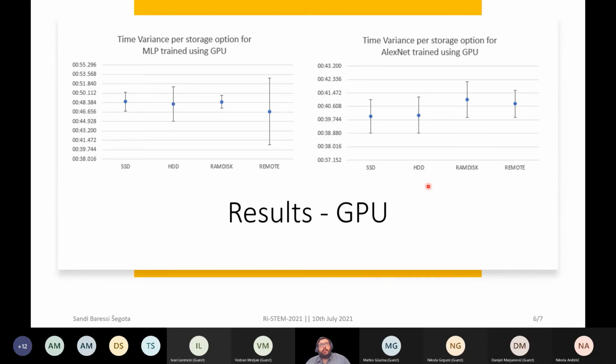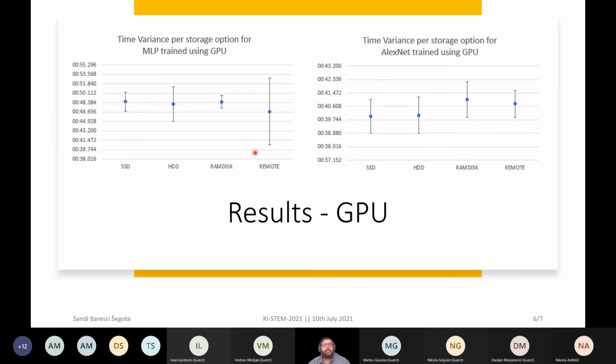When it comes to the GPU, we can note a very similar thing. The training times are much closer. Now, obviously, AlexNet is a convolutional neural network, and it's going to run much faster using a GPU architecture. Again, all the solutions fall within the ranges of errors of one another.